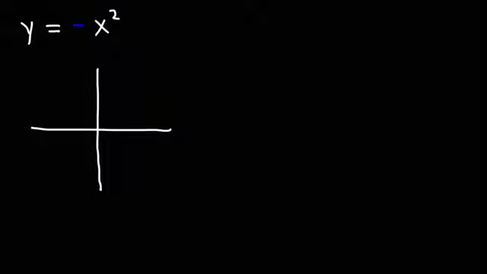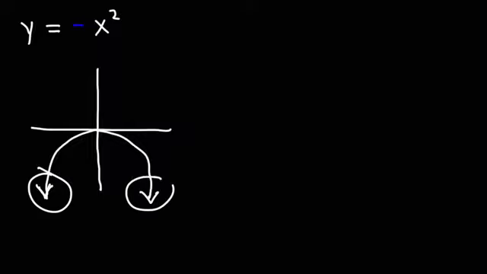Now let's consider another example. In this case, it's going to be y equals negative x squared. Now this is also an even function, so we're going to have symmetry along the y-axis. But we have a negative sign. The leading coefficient is negative, so this is going to reflect over the x-axis. So the graph is going to look like this. As we can see, the end behavior on the left is down, and it's also down on the right. But we can express it this way, just like before.